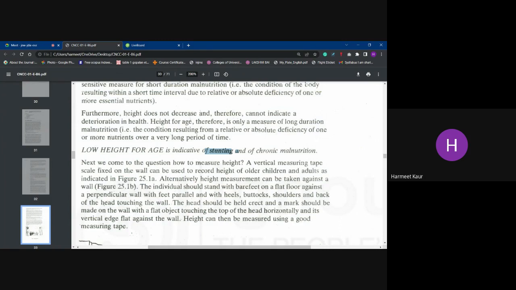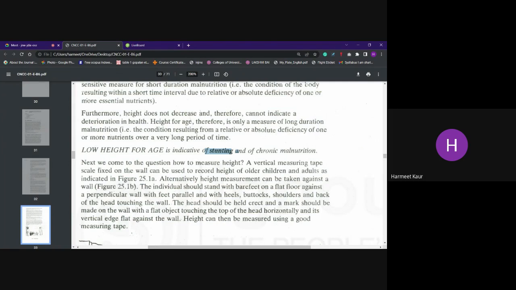When the child has low height for age, that means 15% of children in our community have a lower height at that particular age, then what is the reference. Okay, so always remember, low height for age is what? It is referred to as stunted.